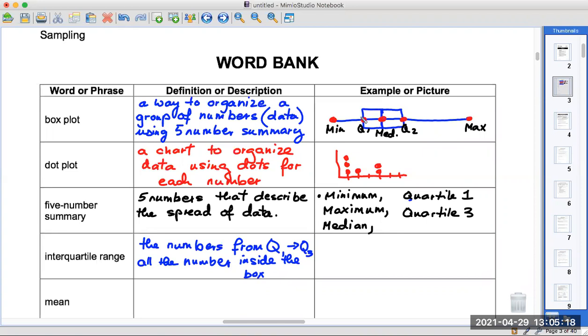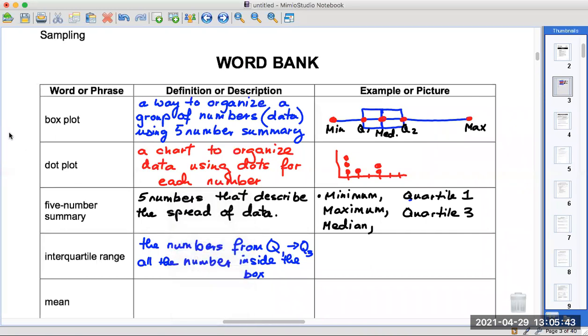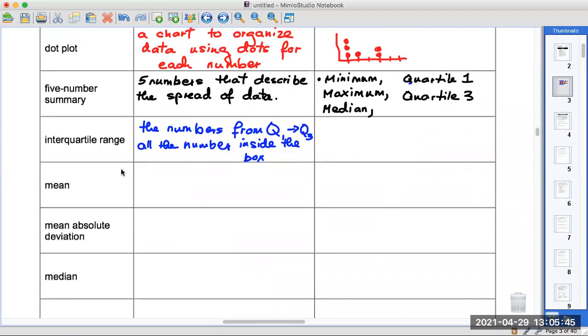So these numbers that are from here to here inside the box are the interquartile range. And these numbers make up half of all the numbers that you are looking at. So 50% of all the data points are inside that box. I don't have a picture for that. So let's go to mean.